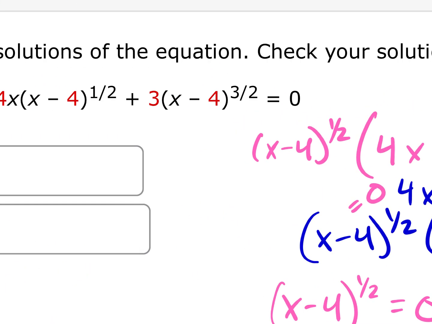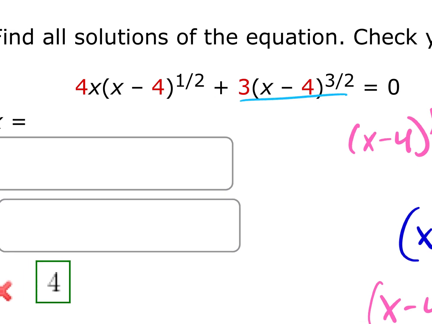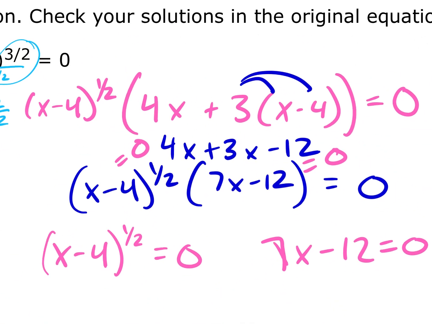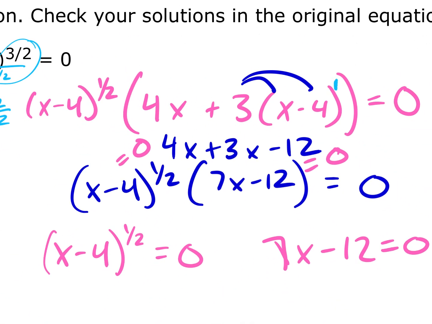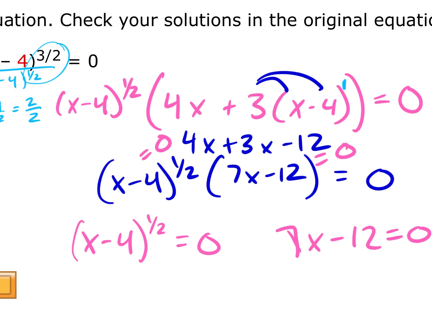So when we divide out that 1/2 power, we are taking away x minus 4 to the 1/2 power. When we divide it out, we subtract the fractions. So 3 over 2 minus 1/2 would be 2 over 2, which is just 1. So that's how we get the x minus 4 on the inside, because it's x minus 4 to the power of 1.